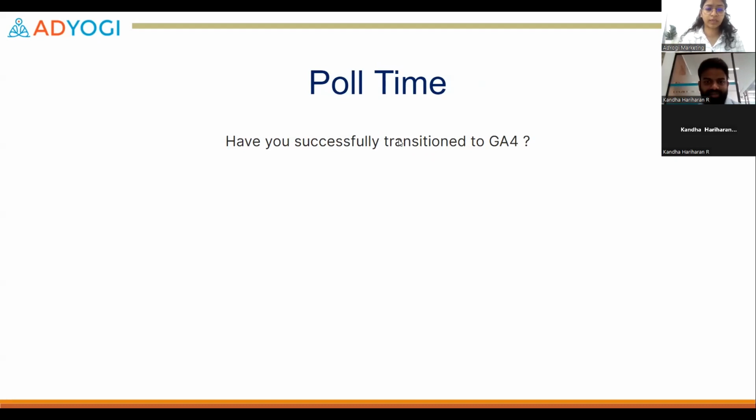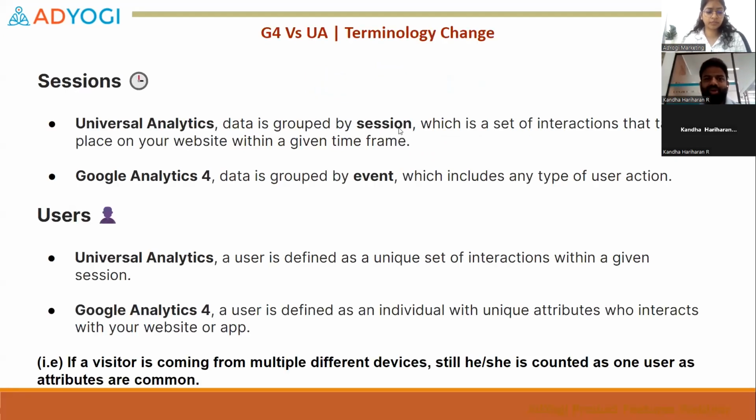Perfect. We'll go into the basic terminology changes between GA3 and GA4. Universal Analytics is nothing but GA3. We will be using the terms Universal Analytics and GA3 interchangeably. GA4 is the latest version.